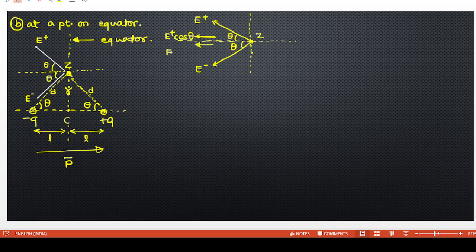This will be E minus cos theta. This will be E plus sin theta. And this will be E minus sin theta. Now we have resolved E plus and E minus.